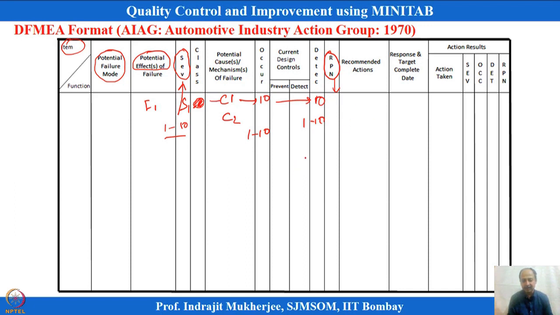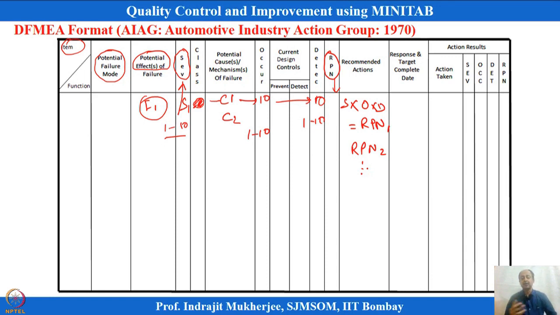So I want to prioritize. What they do is multiply severity with occurrence with detection, and that gives a risk priority number. For every cause there will be a risk priority number: one for cause 1, one for cause 2, and so on. For a given failure mode, they will rank all these risk priority numbers. Based on that they will take corrective actions, and redo the FMEA.